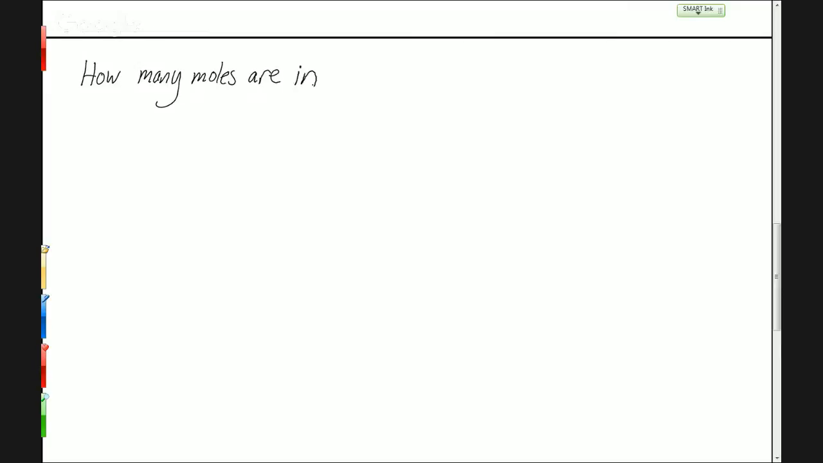How many moles are in 5 grams of, let's say, what's your favorite compound? Calcium iodide.